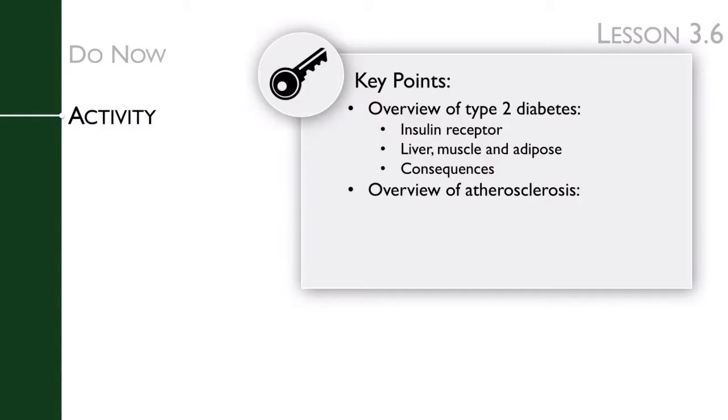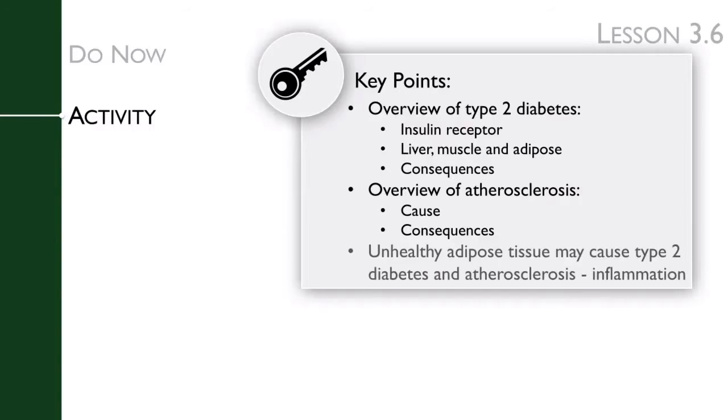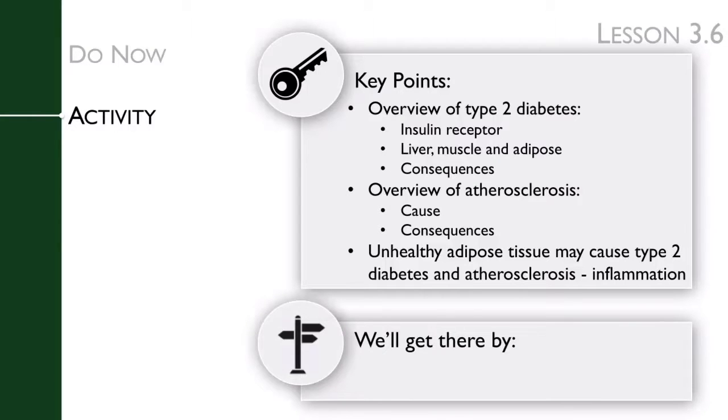And to give an overview of atherosclerosis, including that the hardening of the arteries is caused by excess cholesterol in the blood being absorbed by white blood cells, and the consequences of a plaque rupture, which are that stroke, heart attack, or pulmonary embolism may occur. And unhealthy adipose tissue may cause type 2 diabetes and atherosclerosis by causing inflammation in the body. We'll get there by organizing a jigsaw and a student teach-back.